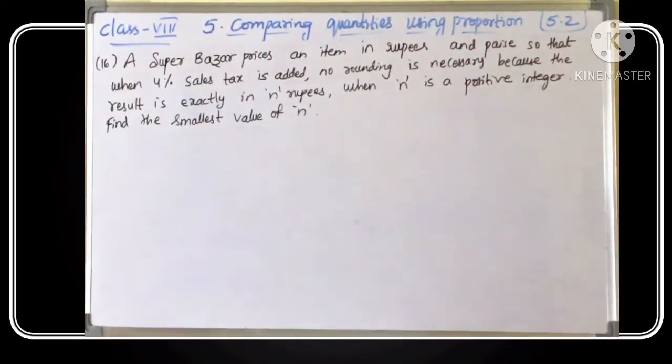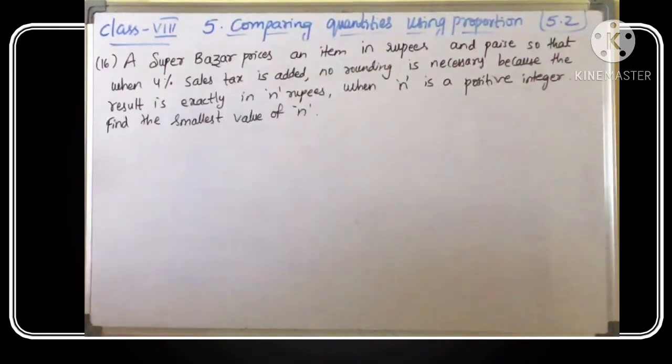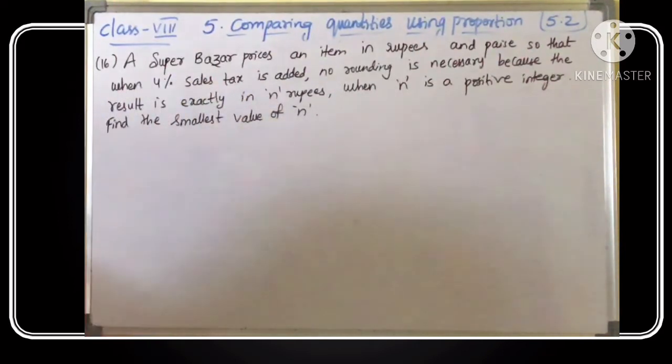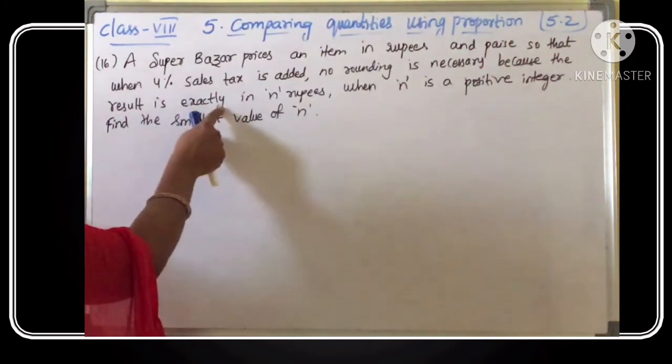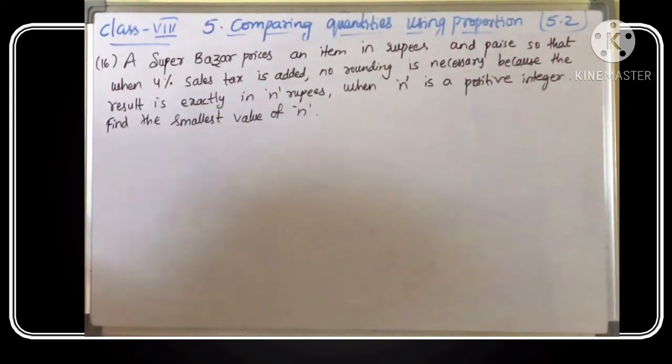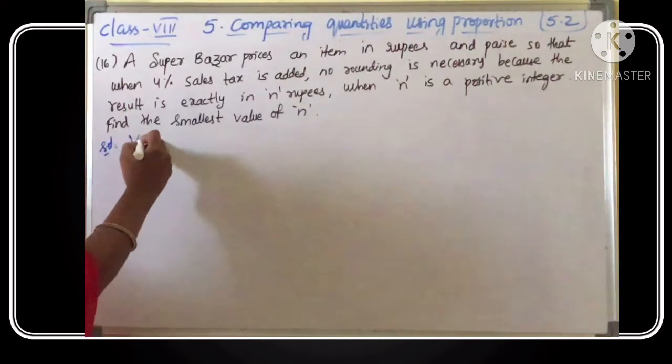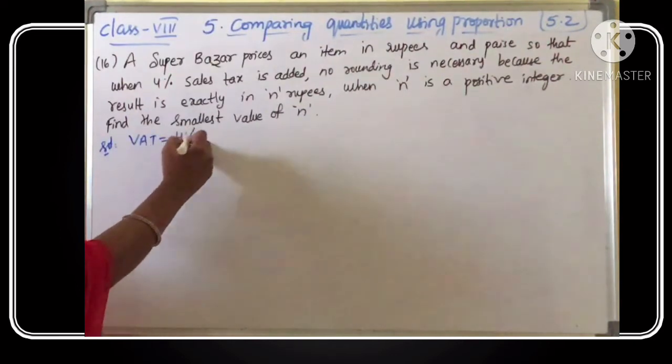Coming to the 16th question, children. A super bazaar prices an item in rupees and paise so that when 4% sales tax is added, no rounding is necessary because the result is exactly n rupees, where n is a positive integer. Find the smallest value of n. So here sales tax is nothing but the VAT percentage, right? So VAT is given as 4%, children.